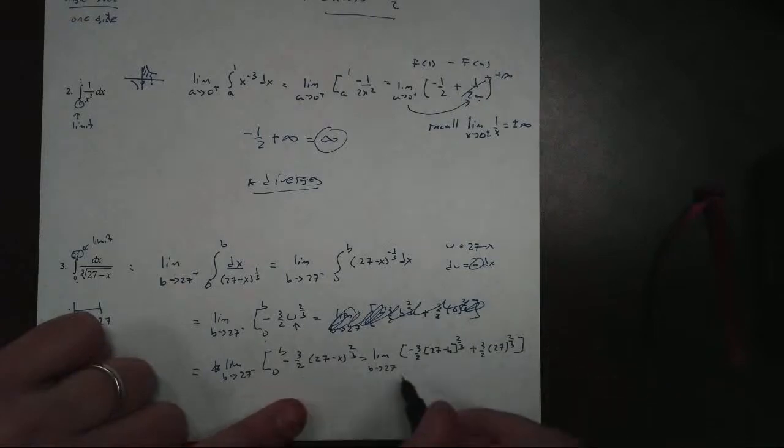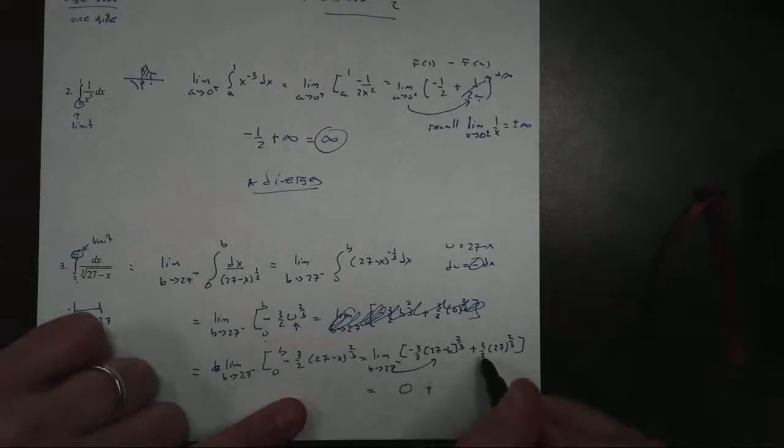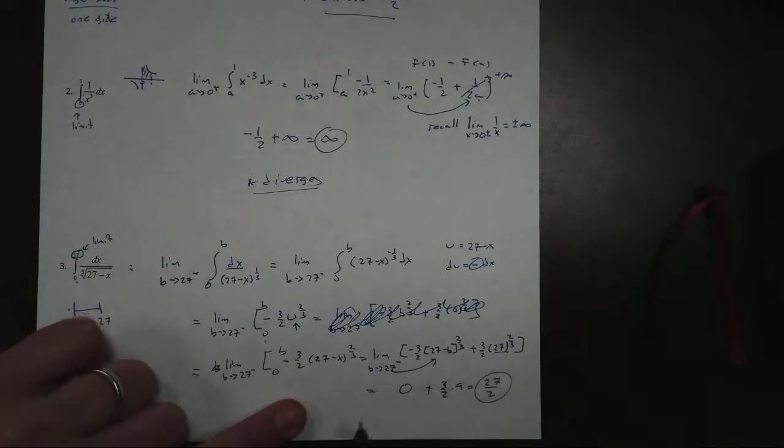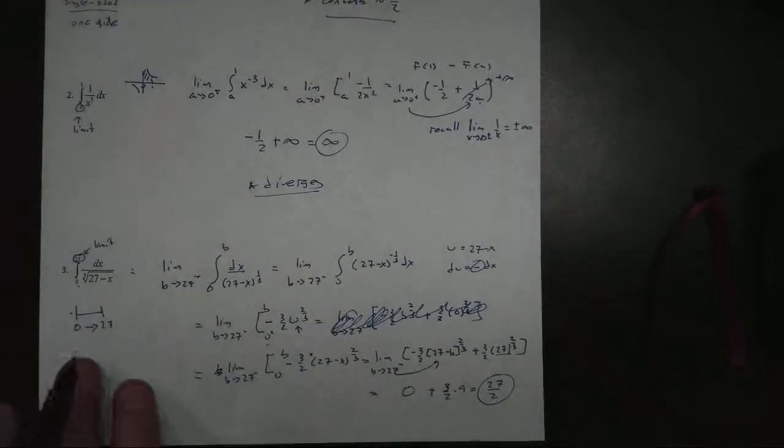And there we go. Now, from the left, as b approaches 27, this first term just becomes 0. But this right here just stays 3/2 times, and that just becomes 9, or we get 27 over 2. So be careful with this one. Because I didn't change my domain here, I left it in terms of x. I have to replace my u. So be very careful. Very easy to make a mistake on those.